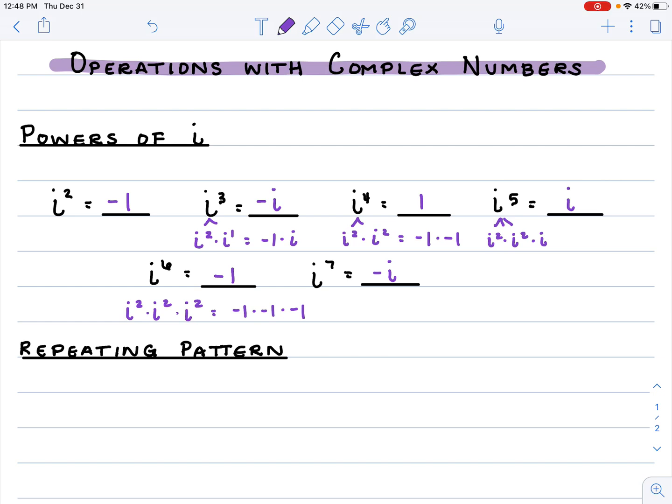So here's our repeating pattern. Our repeating pattern starts with -1, then it'll go to negative i, then it'll go to 1, then it'll go to i, and then it will repeat that pattern.